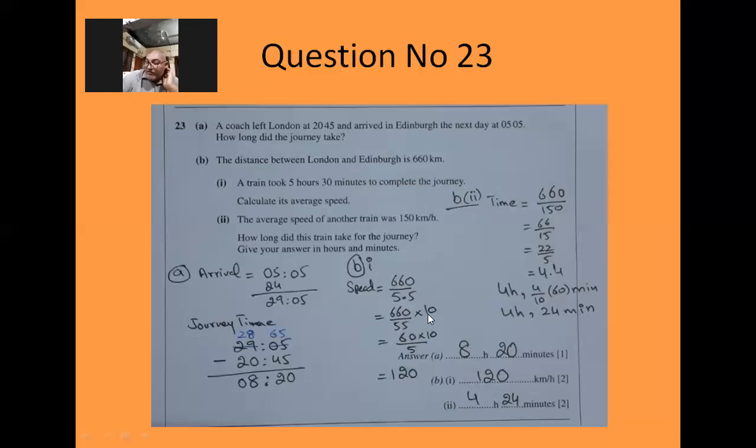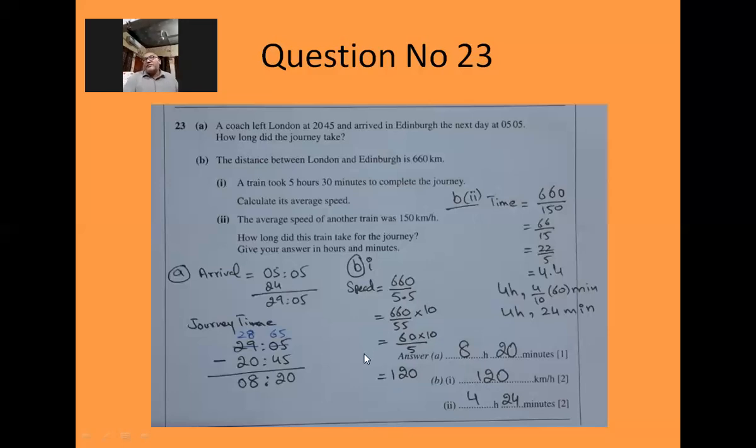So when you divide 660 by 5.5, I remove this decimal. So upstairs, I will multiply with 10. So you can cut them with the 11. So it will be 60. And here you have 5 into 10. So 5 twos are 10. So 2 multiplied by 60, that will be 120. So 120 kilometers per hour is the speed.